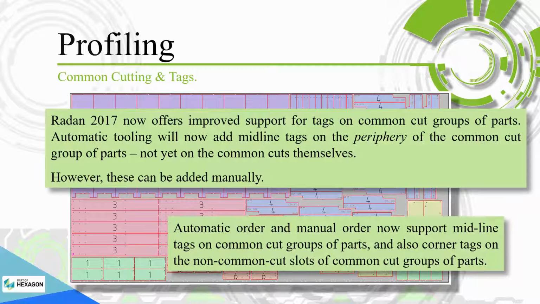Automatic order and manual order now support midline tags on common cut groups of parts, and also corner tags on non-common cut slots of common cut groups of parts.